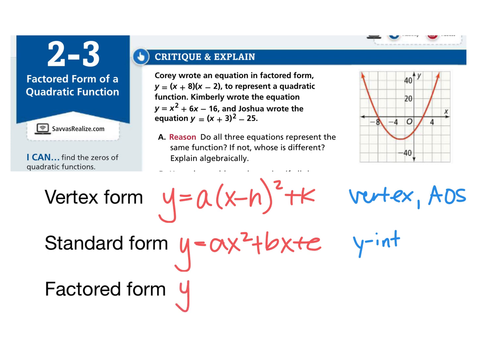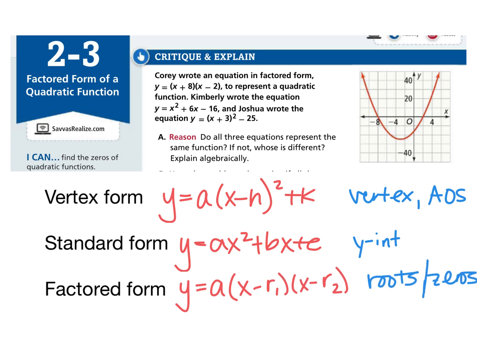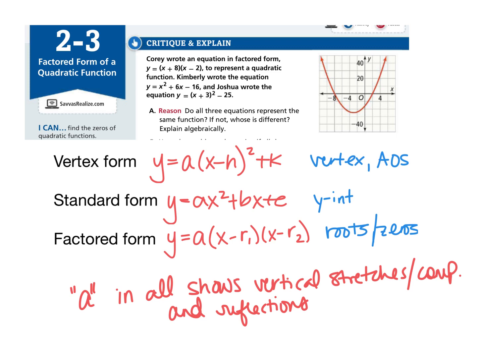And factored form, the one we're going to learn about today, is y equals a(x minus R1)(x minus R2). The letters don't really mean anything in particular, so I'm going to call these R1 and R2, where R are going to be the roots. So factored form is going to show the roots or the zeros, those mean the same thing, for the parabola. One last thing to add, a in all of these shows vertical stretches or compressions and any reflections that may be occurring, so whether or not the parabola opens up or down.